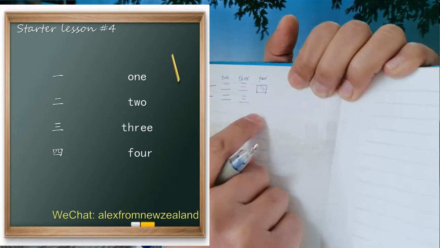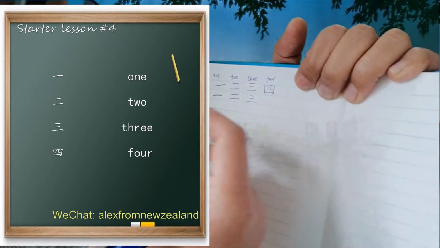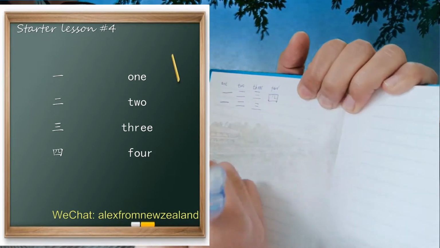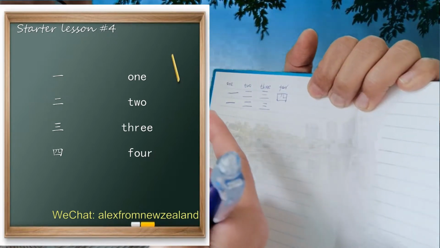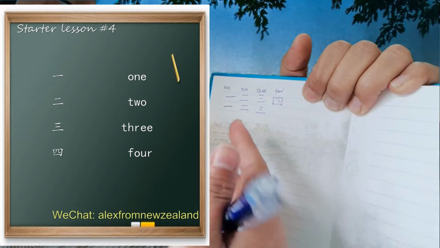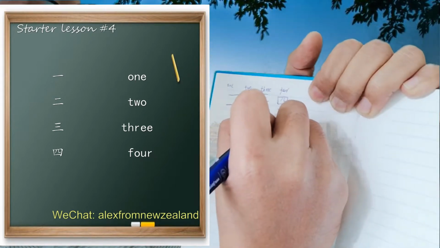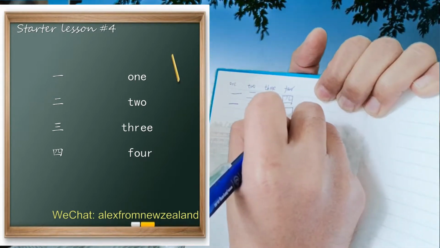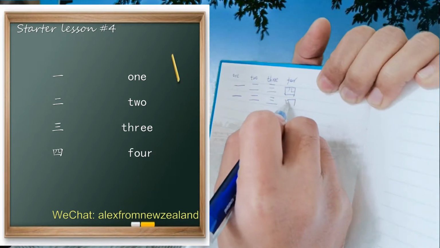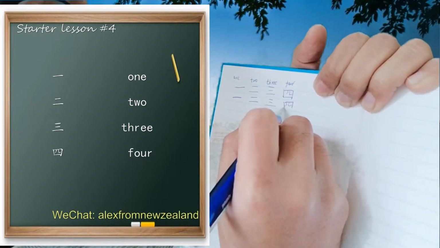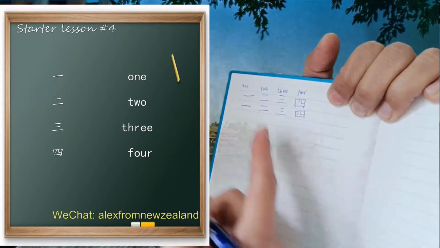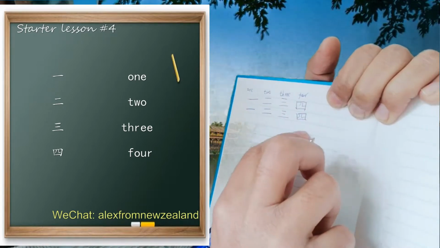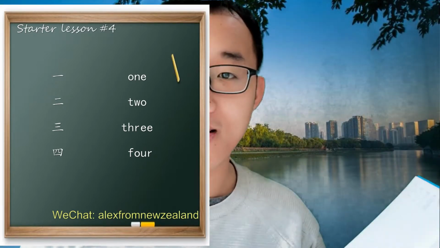The last one, please pay attention to the stroke order. So it has a specific order, okay? 1, 2, 3, 4, 5. 5 strokes. It means 4 in Chinese. Okay, very easy.